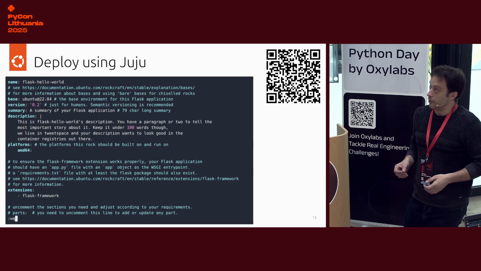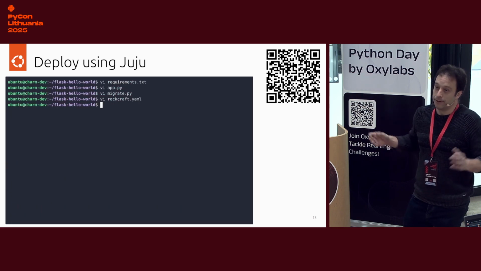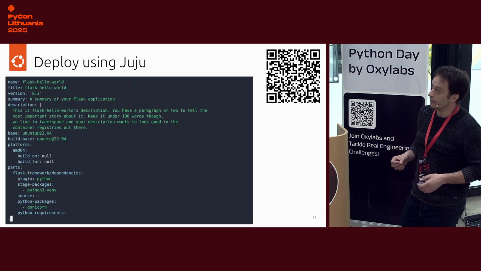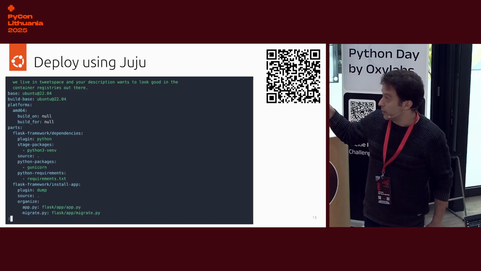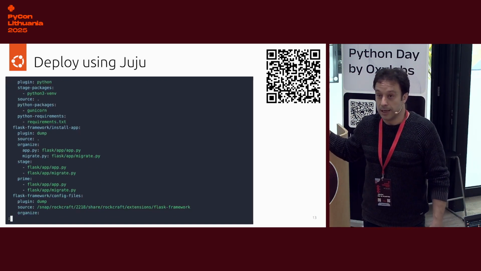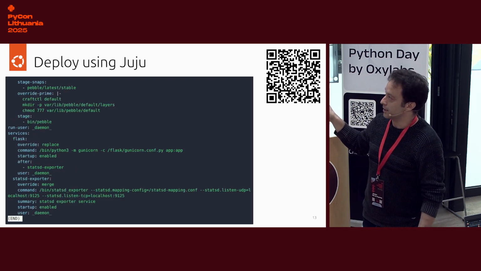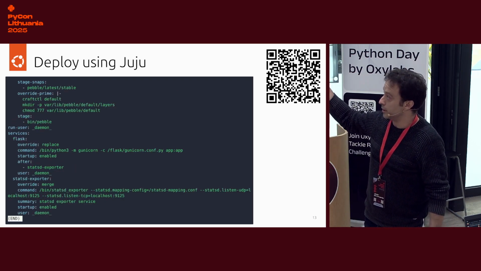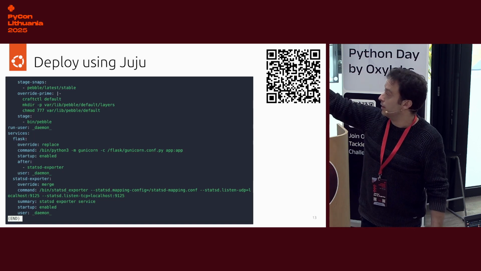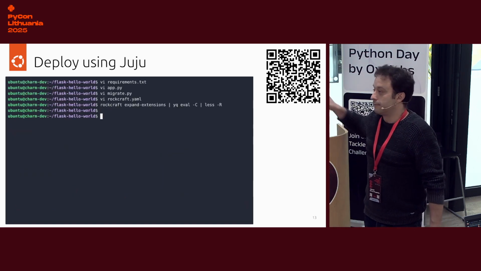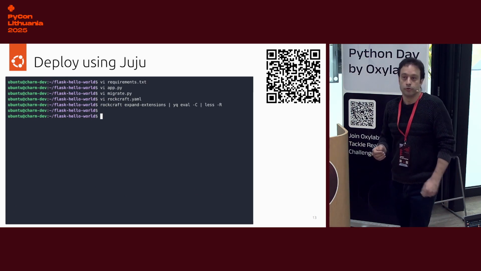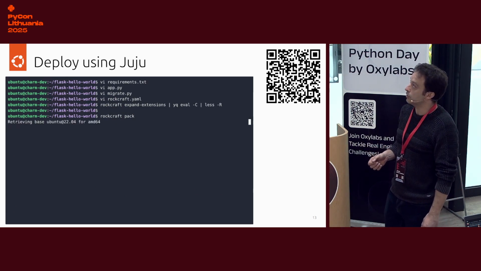We will change our rockcraft YAML file to create the container, not very different. We can expand it and we will see really what it does. So this is what the extension for Flask does, and you will see here what it's really doing in all the steps and how it runs. It's very interesting that you will see that it uses Gunicorn, for example. It also has a stats exporter, so you can have metrics in Prometheus.